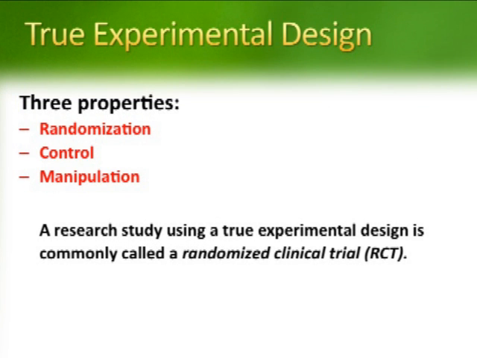Now I want you to memorize this. A true experimental design has 3 properties: randomization, control, and manipulation. In hospital and clinic settings, this is referred to as a clinical trial and is commonly used in drug trials. It is the gold standard of all quantitative studies, meaning that you have more confidence that the intervention was effective and will produce the same effects over time.